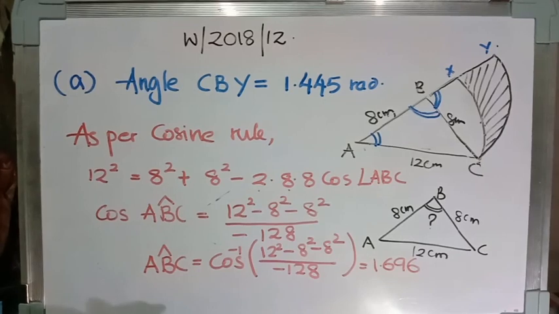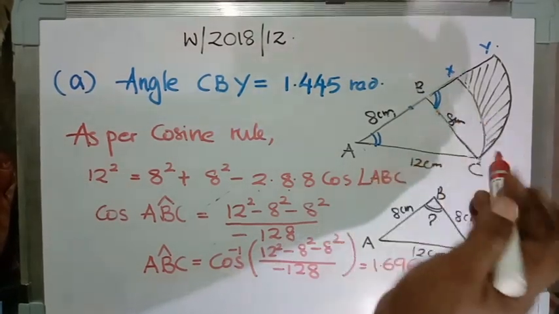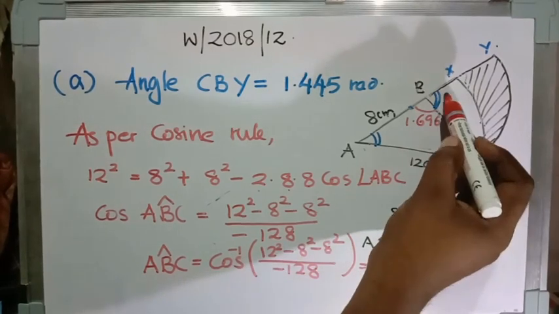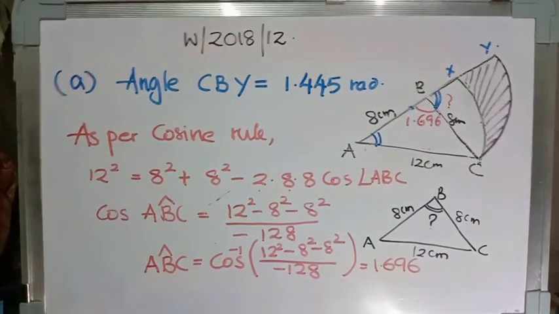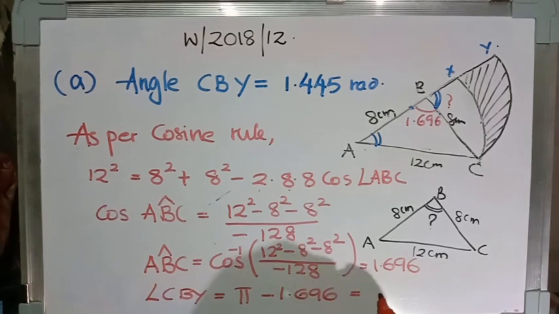So we can find angle CBY, because once we get this angle as 1.696, we can find angle CBY by subtracting 1.696 from pi. So angle CBY is equal to pi minus 1.696 radian, which is equal to 1.445 radian as a result.